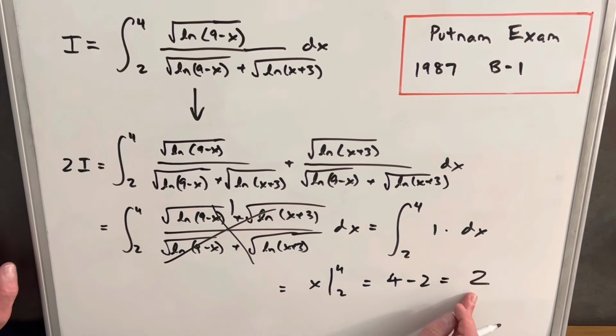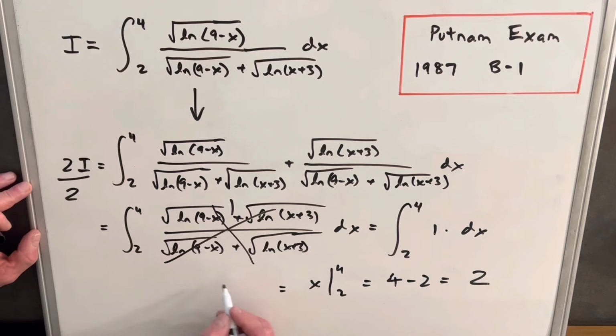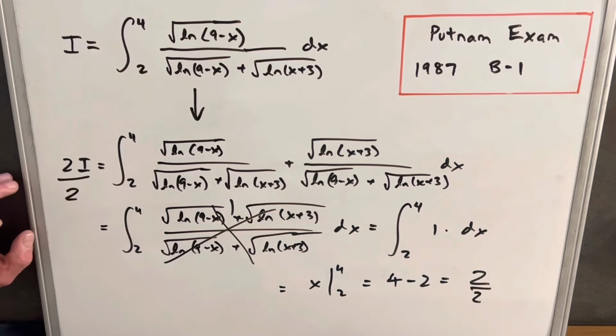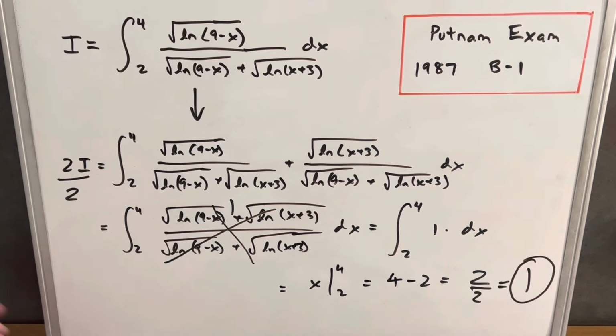One thing though, that's not quite our final answer because this is two copies of the integral. We'll just divide this by 2, divide this by 2. And so we come up with a very simple answer of just 1. That's it, another fun problem with the King's principle.